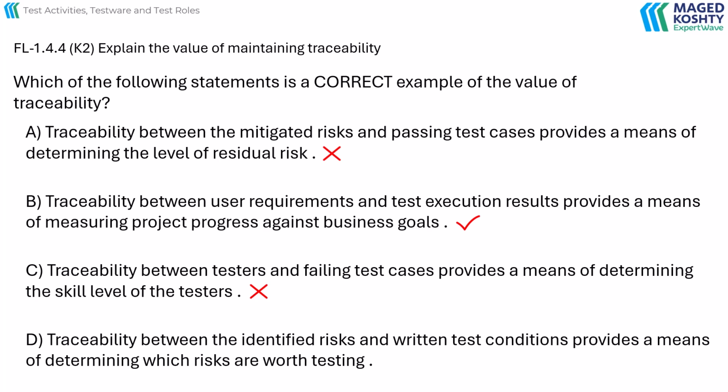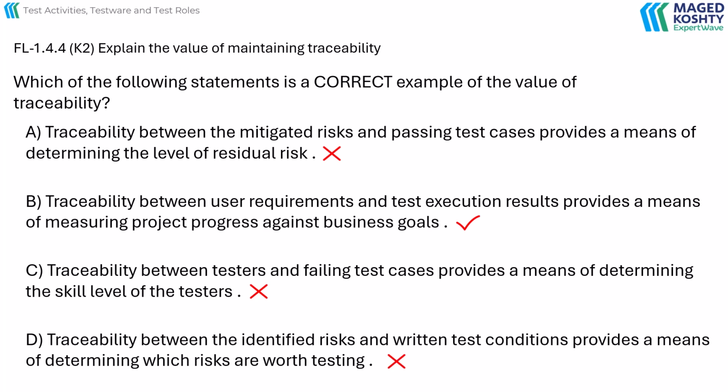Another problem with judging testers by which test cases pass or fail is that it might make them focus on that metric instead of the test goal, which is not what we want. Last answer option, D. Traceability between the identified risks and written test conditions provides a means of determining which risks are worth testing.